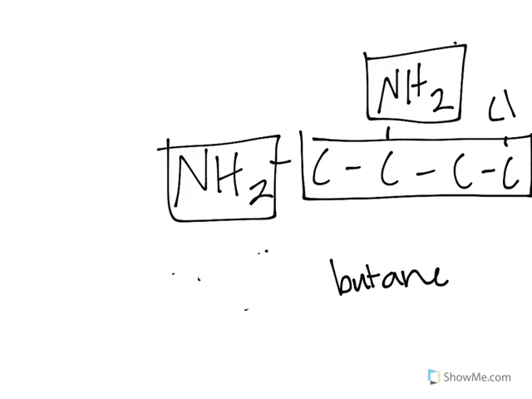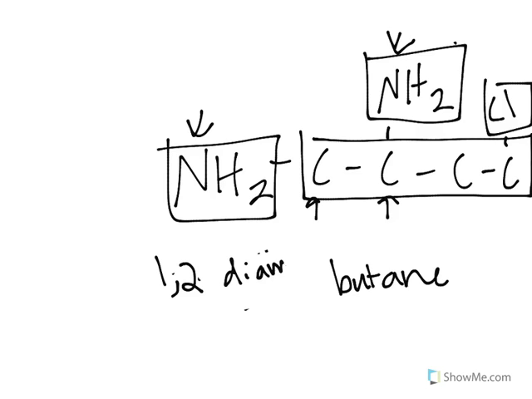So whenever you're counting, you always want to start where these are the lower numbers, because the overall family is an amine because of those nitrogens. So here I'm going to put a 1 and a 2, because we have 1 on the first, 1 on the second, and then I'm going to put diamino. Okay, so we always have to put that di too if we have more than 1.